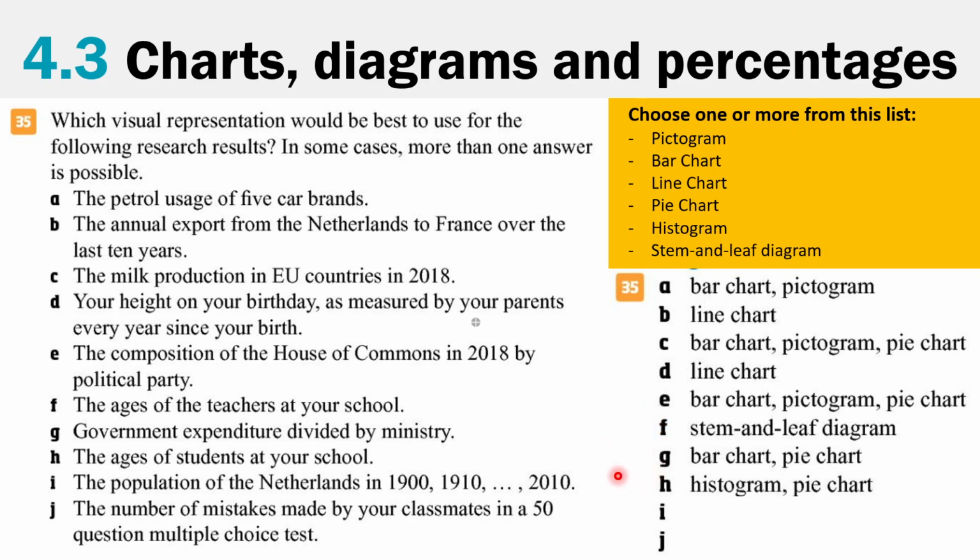I. The population of the Netherlands in 1900, 1910, etc., 2010. This is something over time. Hey, line chart. Over time, use a line chart.